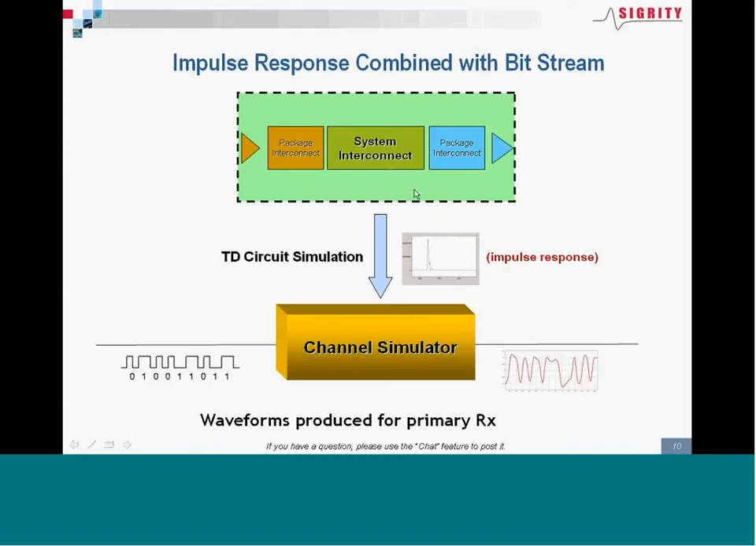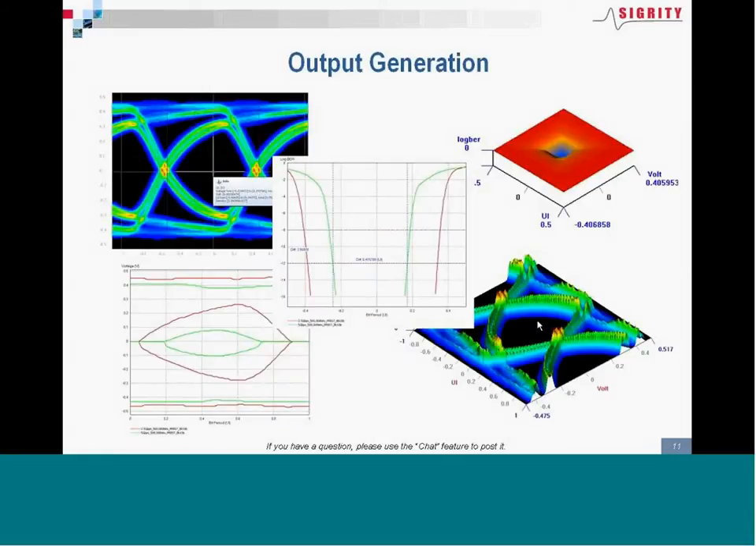So this is sort of a snapshot of the overall process. You've got circuit simulation to produce the impulse response. You've got convolution to produce the receiver waveforms. And then you've got post-processing of those waveforms, statistical post-processing, to produce all the different outputs of the tool, eye diagrams and bathtub curves and so forth. So that's sort of a thumbnail sketch of the analysis flow that you can use to analyze these multi-gigabit serial links.